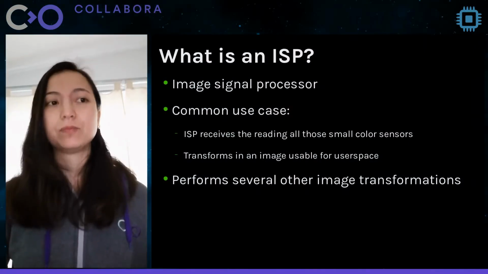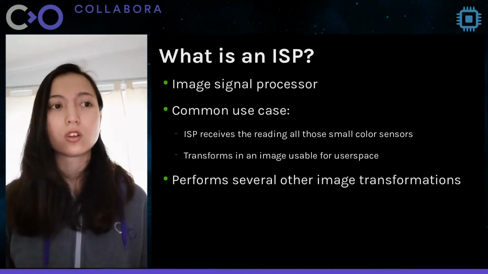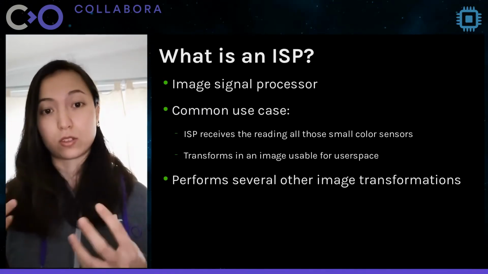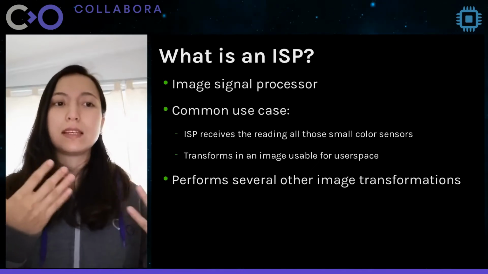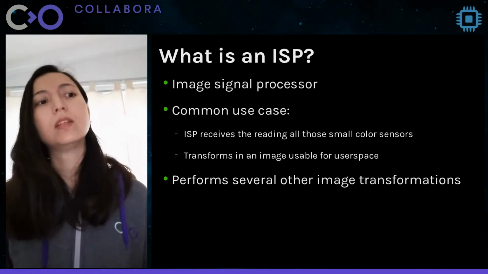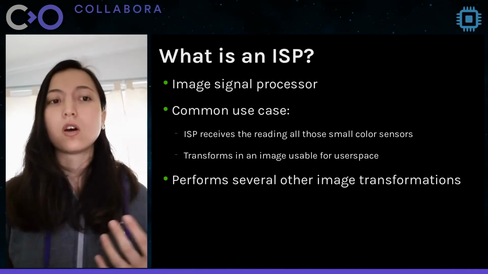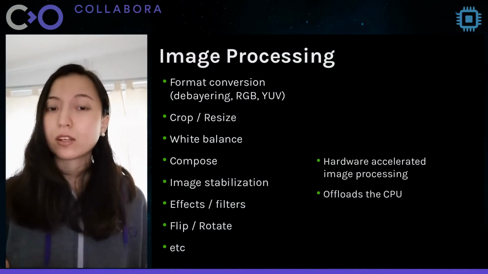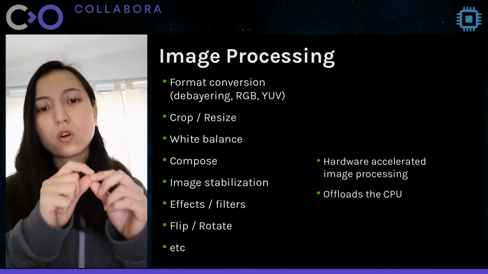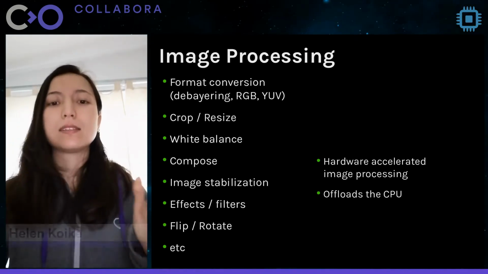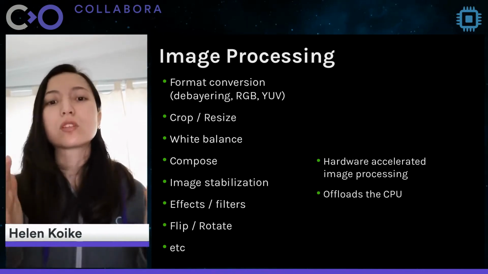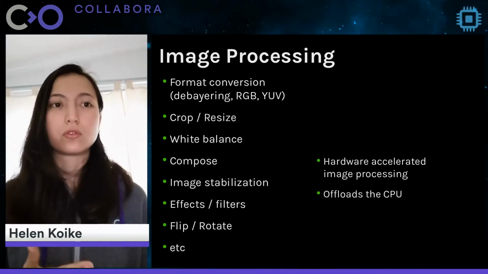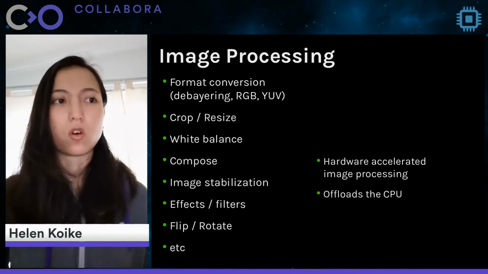So what is an ISP? ISP stands for image signal processor, and the common use case is that the ISP receives the readings of all those small color sensors and transforms them into an image that is usable for user space. It can also perform several other image transformations, such as format conversion, debayering, for instance. The format with all those small color readings is what we call a Bayer format, and transforming it into actual pixels is the process that we call debayering. We can also convert to RGB, YUV, and several others.